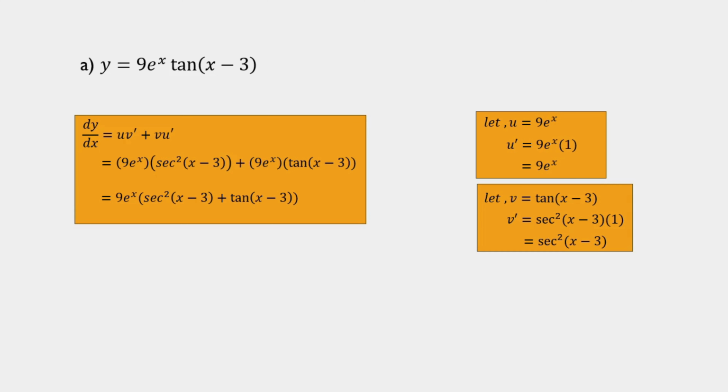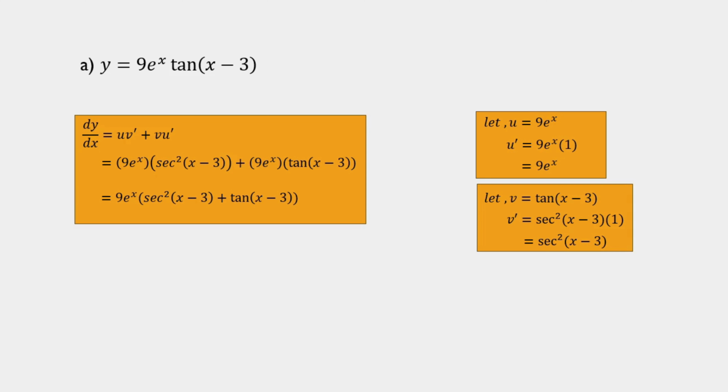After that, we will let v equal to tan x minus 3. We differentiate this equation. Tan will become sec squared, and x minus 3 will remain. Then we differentiate x minus 3, it will become 1. So v prime is equal to sec squared (x minus 3).